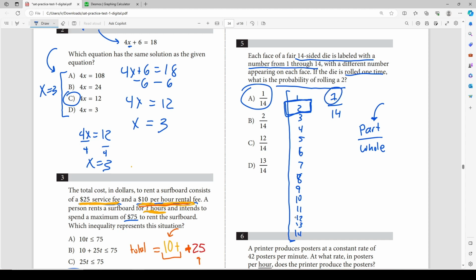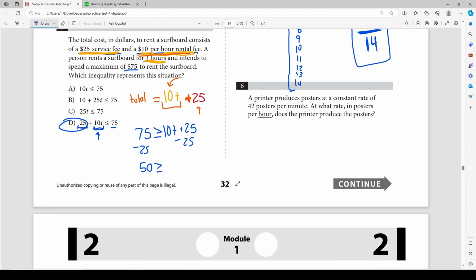There's only one 2 in here, so our part has to be 1, because 2 occurs only once. And our whole, which is the rest of the possibilities, well, there are 14 numbers that we can come up on. We're only looking for one of them, right? So out of 14 total combinations, 2 is one of the 14, which means that our probability is 1 over 14. Number 6 says, a printer produces posters at a constant rate of 42 posters per minute.